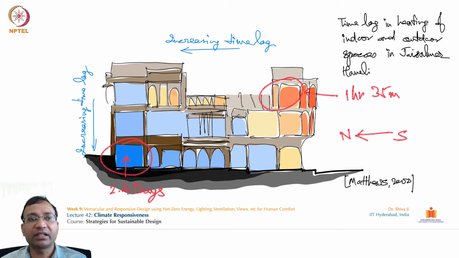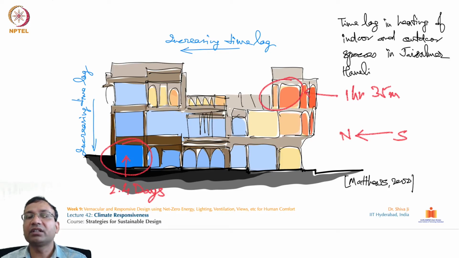It has been analyzed and given over here how much time is needed to heat up these areas. Okay, so this shows the time lag from this quarter to the next quarter. It requires 25 hours 5 minutes. This portion will heat up from the outdoor conditions. Similarly on this side it will take 2 hours 49 minutes, and on the bottom most left side, it will take 2.4 days to heat up this area.